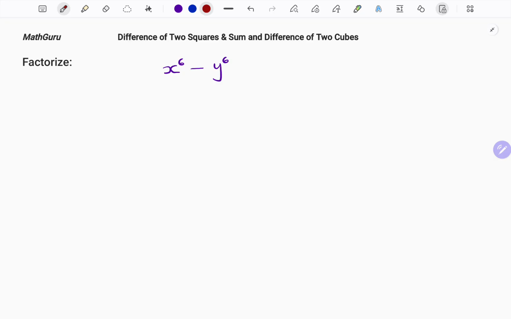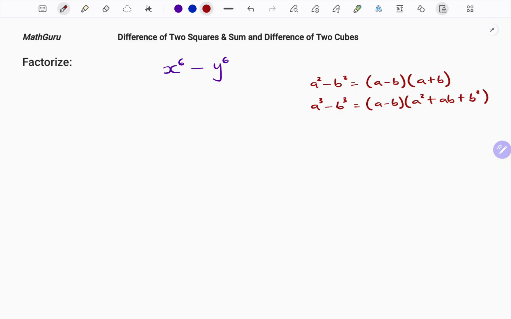So a quick recap, if I have two perfect squares subtracting each other, that is if I have a squared minus b squared, to factorize, that's going to be a minus b multiplying a plus b. If I have a cube minus b cube, to factorize, that's the difference of two cubes, I have that as a minus b multiplying a squared, then the sign changes to plus ab, then plus b squared.